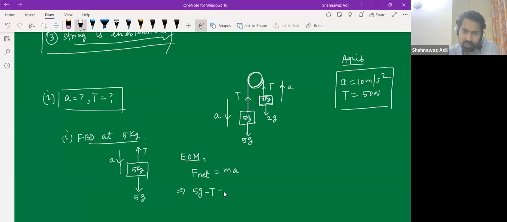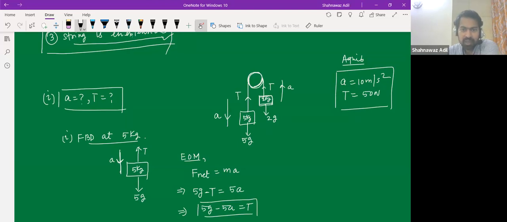This is equal to mass times acceleration. Why is T negative? Because acceleration is on this side, right, Elham? Yes, sir. And T is on the opposite side. Whatever force is on the opposite side, we take it as negative, right? Yes, sir. So this is 5 and A we have to calculate. So 5g minus 5A equals T.